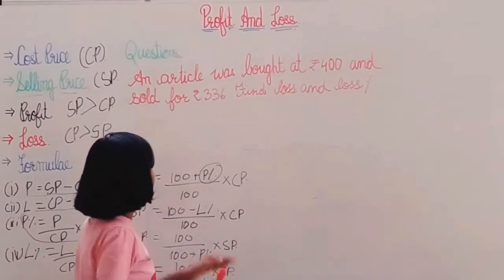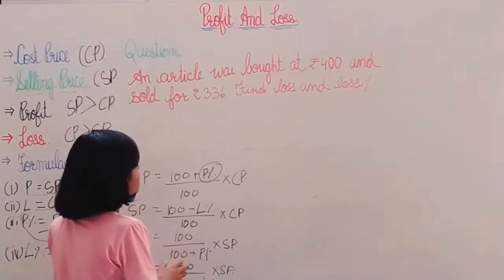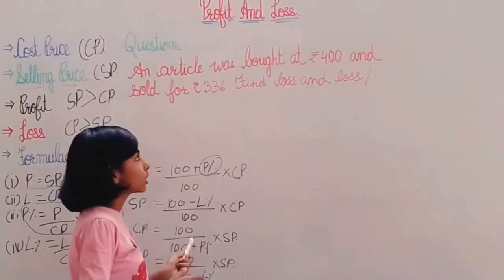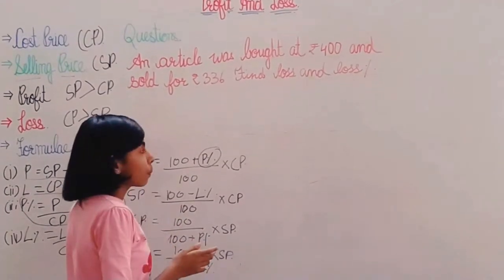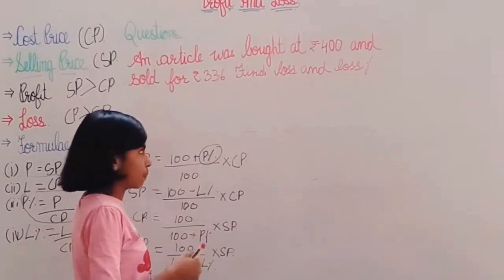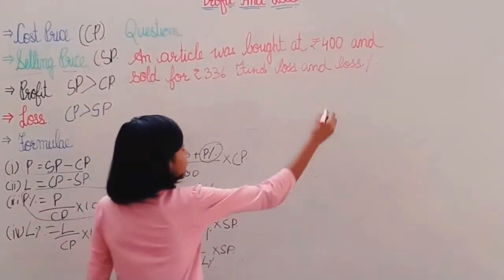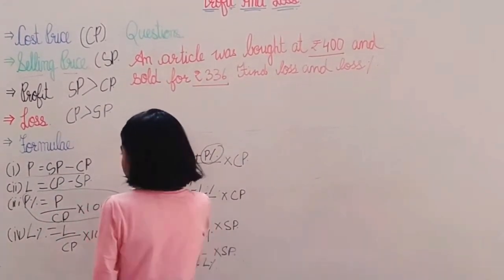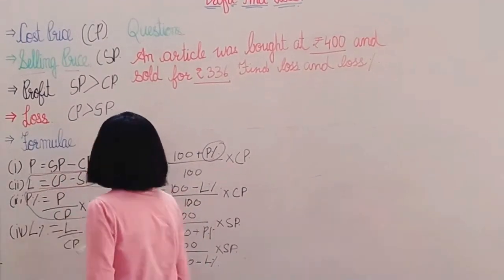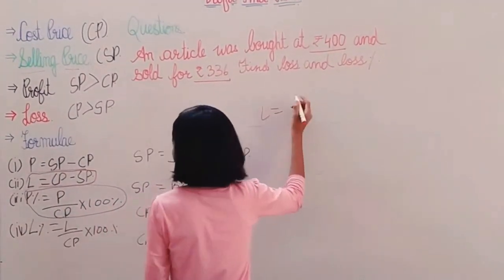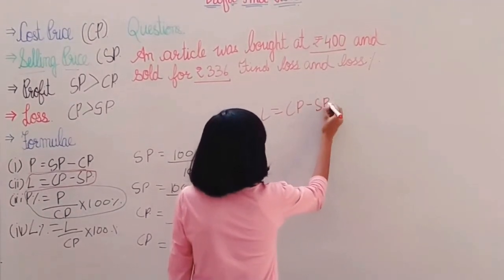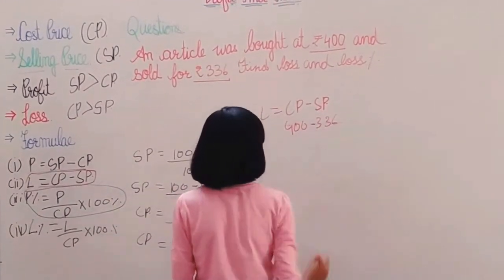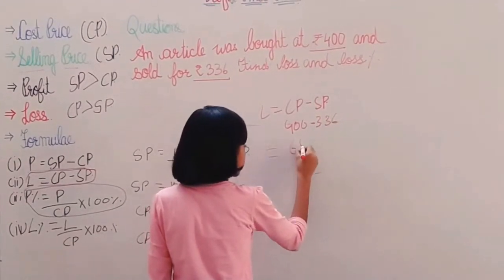The question is that an article was bought at rupees 400 and sold for rupees 336. Find the loss and loss percentage. This question is similar to the last one, but that was profit and profit percentage, and this is loss and loss percentage. As the CP is greater than the SP, we are in loss. To find the loss, we follow this formula: loss is equal to CP minus SP, which is 400 minus 336, which would be 64.